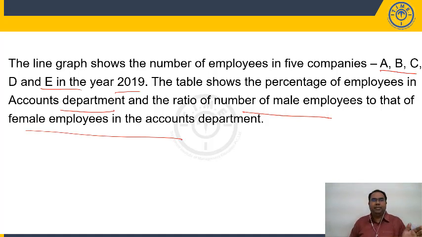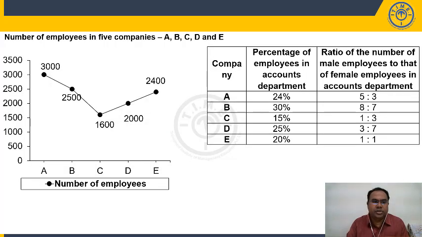From the line graph you will get the total number of employees of A, B, C, D, E in the year 2019. The table gives the percentage of accounts employees out of those total employees, and again we have the ratio of males and females in that. Now see here, in the line graph, the number of employees in 5 companies A, B, C, D, E: in A it is 3000, B 2500, C 1600, D 2000, E 2400 in the year 2019. And out of these employees, how many are in the accounts department? The percentage is given. And again, we have a ratio of males and females in the accounts department.